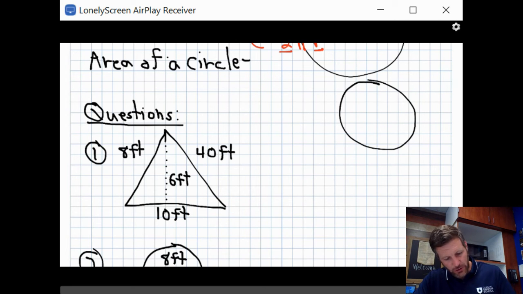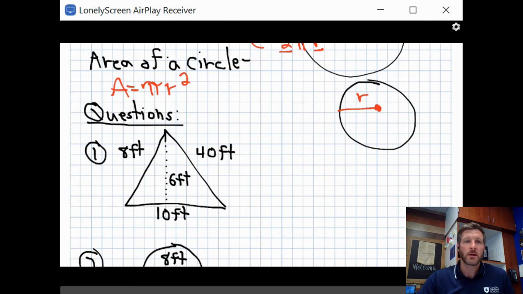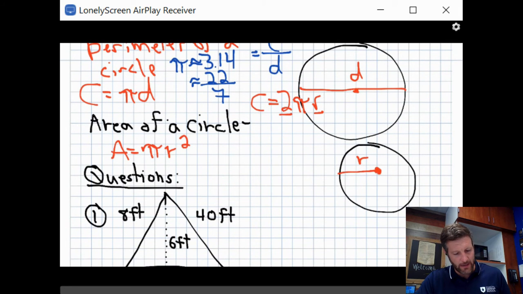And so the area of a circle is the famous formula built off the radius. Area equals pi, so 3.14 approximately, times radius squared. So you square the radius times itself and multiply it by pi, and you have the area. So you'll want to differentiate these. Pi times diameter, or 2 pi r, versus area is pi times r squared.